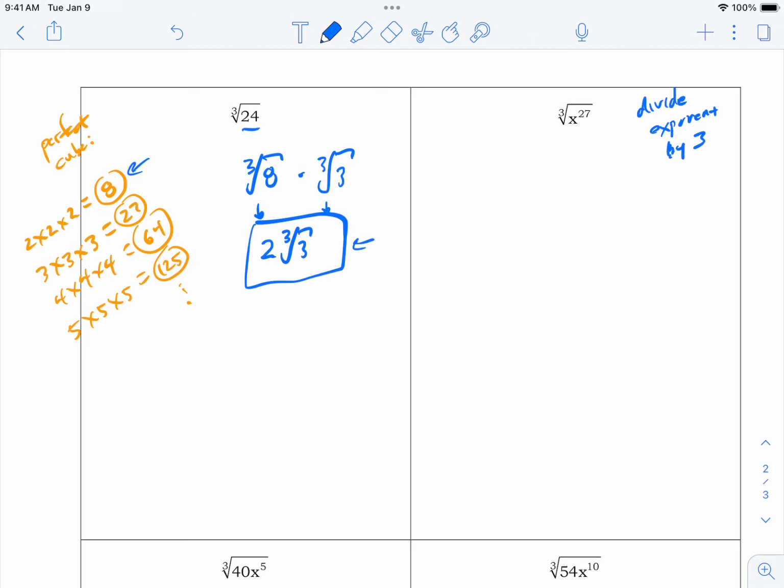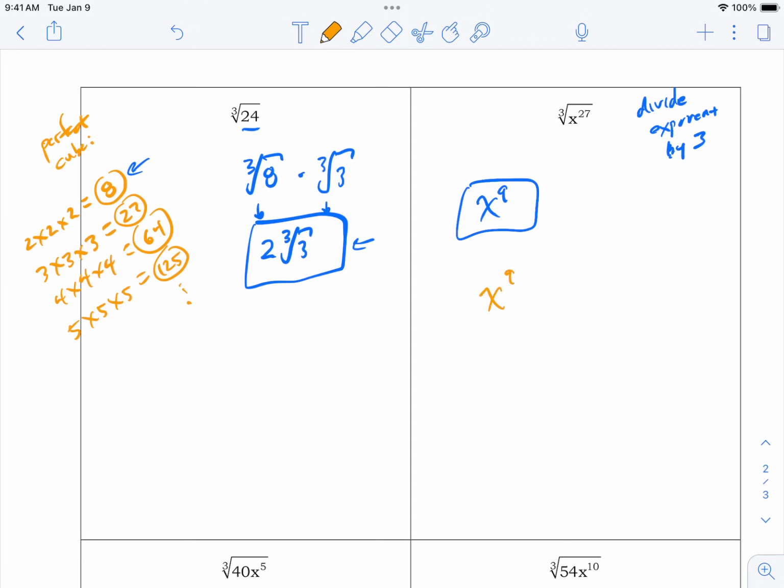So 27 divided by 3 is what? 9. So I'm trying to say, oh, that looks messy. I'm trying to say that the cube root of x to the 27th is x to the 9th. Am I right? Well, I'll show you. So remember, a cube root means something like this. You multiply it by itself 3 times. So we're saying, what times itself 3 times is going to give us x to the 27th?